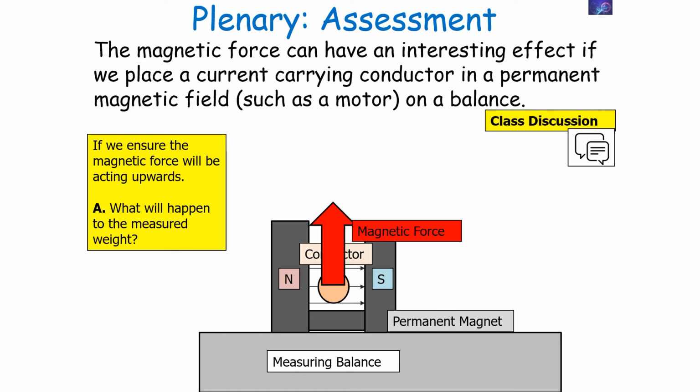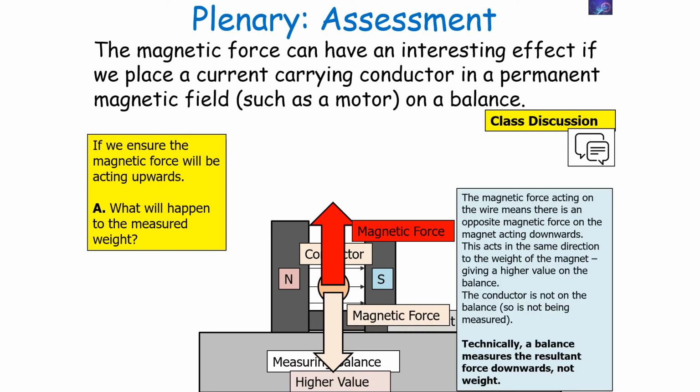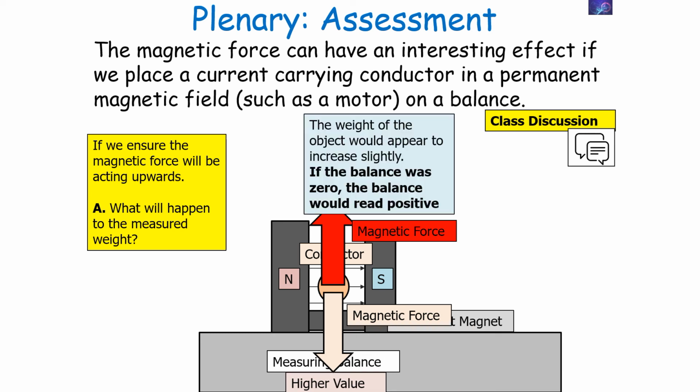Now, what would happen if the magnetic force was acting upwards on the conductor, on the electromagnet? Well, you would actually observe the balance to read a higher value, because whilst there's a magnetic force acting upwards on the wire, there's a magnetic force acting downwards on the permanent magnet. So there's a higher resultant force downwards on the balance, because the balance is measuring the permanent magnet, not the electromagnet. So the weight of the object would appear to increase slightly. If the balance was at 0, the balance would read a positive number.